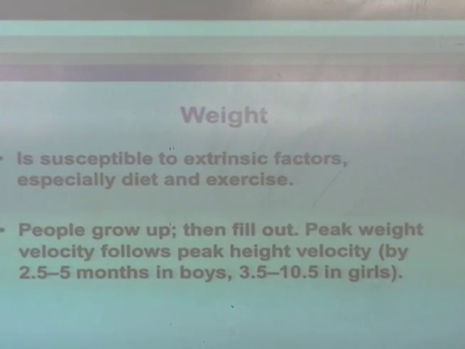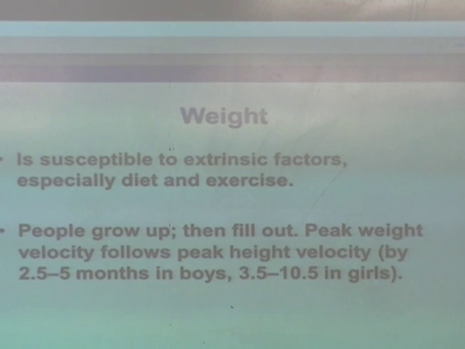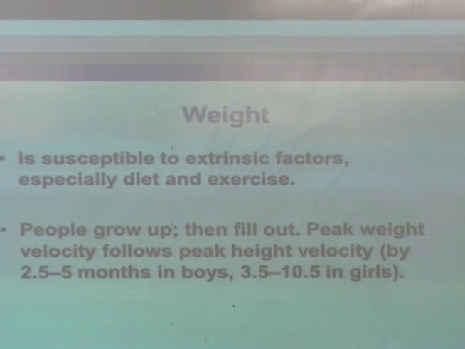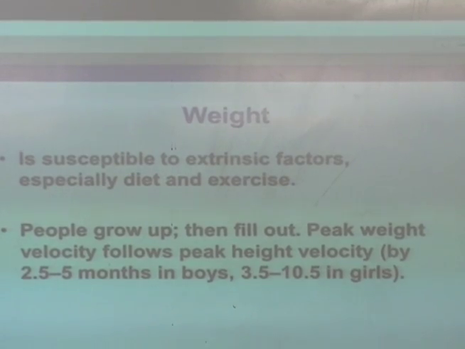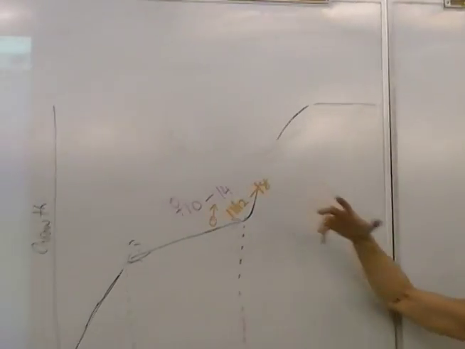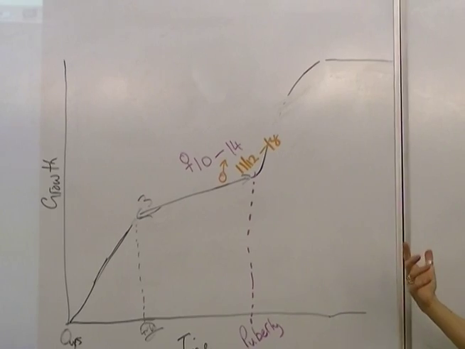All right, then we get to our puberty. First thing we see in puberty, particularly for boys, is a very sharp increase in height, and then we start to see an increase in weight.